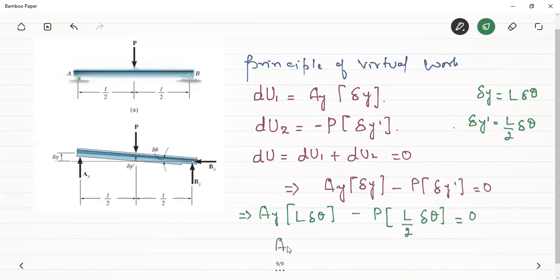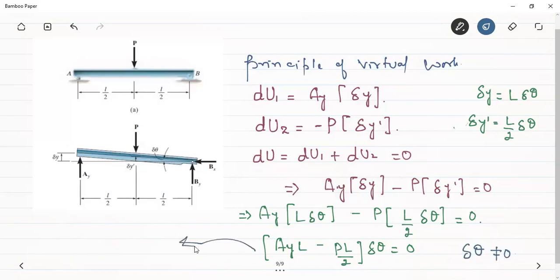Now we can see that (Ay L minus P L by 2) delta theta has to be 0. Now we have assumed some value of delta theta. Although this delta theta, the imaginary angular displacement, does not exist, we have assumed it, therefore it will have some value. Since in this analysis we are giving an imaginary displacement, delta theta can't be equal to 0.